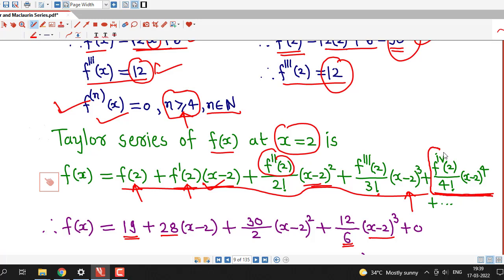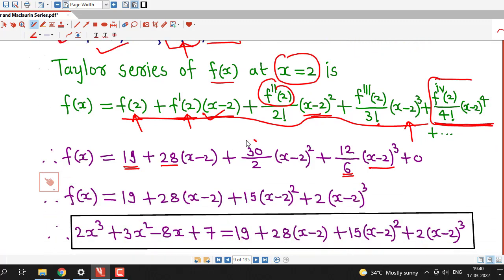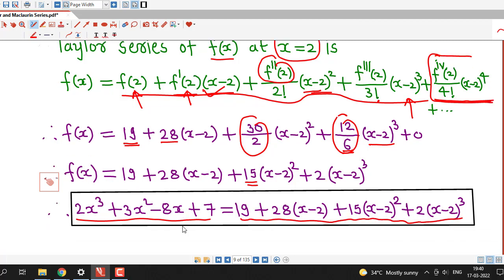All the terms starting from the 4th derivative will be 0, because all these terms contain derivatives at point 2 of order greater than or equal to 4. So we have a finite number of terms in the Taylor series. This is the Taylor series expansion of the given function in terms of x minus 2. We have expressed the given function, which is in powers of x, in powers of x minus 2.